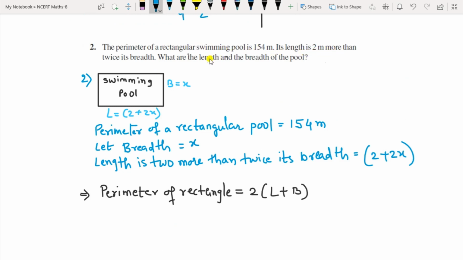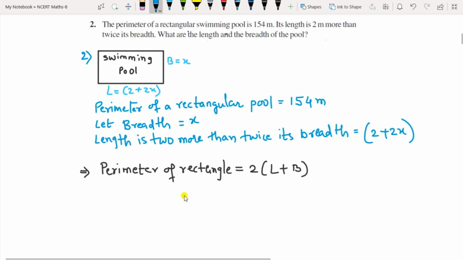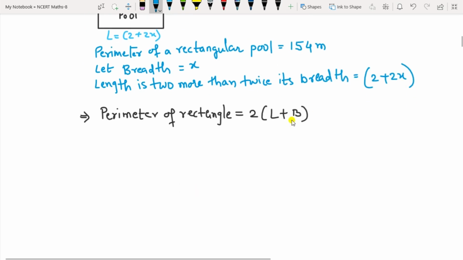The second question: the perimeter of a rectangular swimming pool is 154 meters. Length is given as 2 more than twice its breadth. What are the length and the breadth of the pool? The perimeter is given as 154. You don't know the breadth here, so let it be x. The length is 2 more than twice its breadth. Twice its breadth means 2x and 2 more means 2 plus, so 2 plus 2x is the length. Now you know the perimeter of a rectangle formula is 2 bracket L plus B.